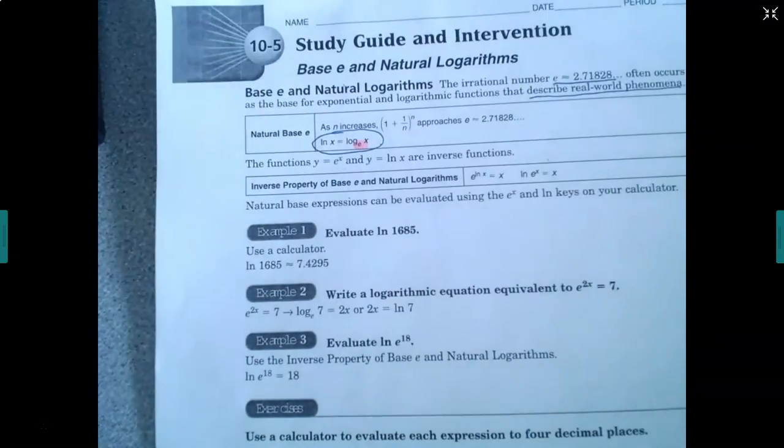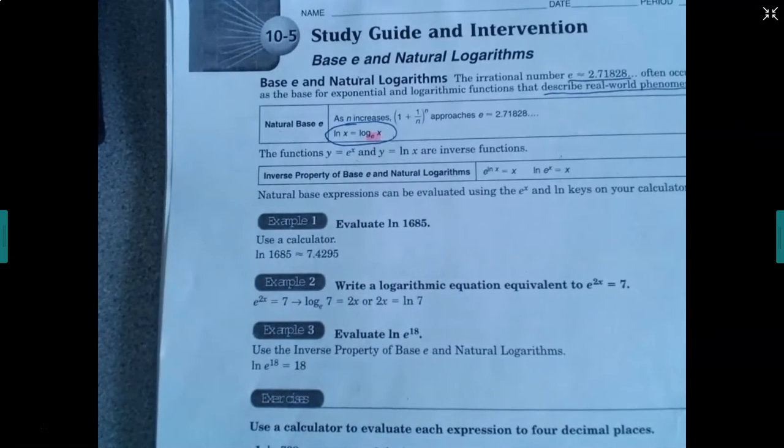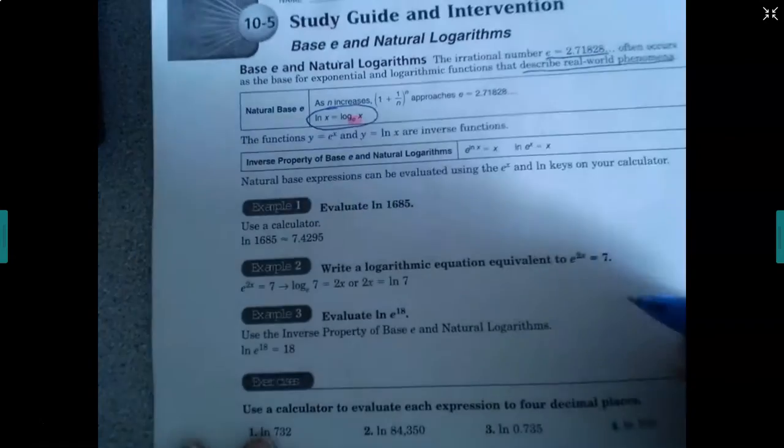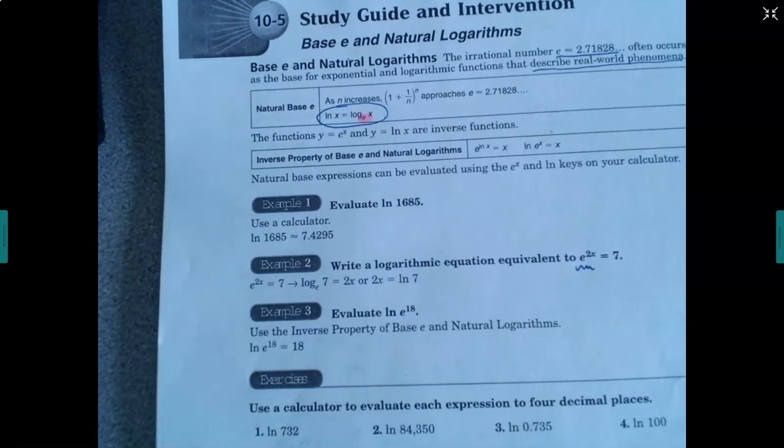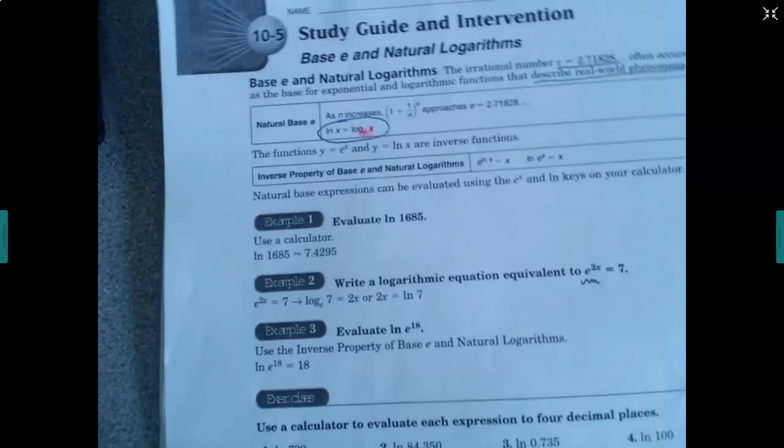Okay. The second thing that you're going to have to do when it comes to natural logs is just convert e to the whatever into a logarithmic equation so that we are able to evaluate it. So if we have something where it says e to the 2x equals 7, we're just going to convert that back into our logs using our log rules.